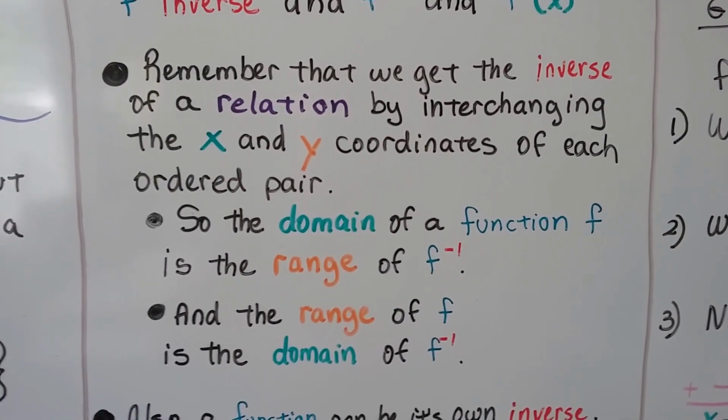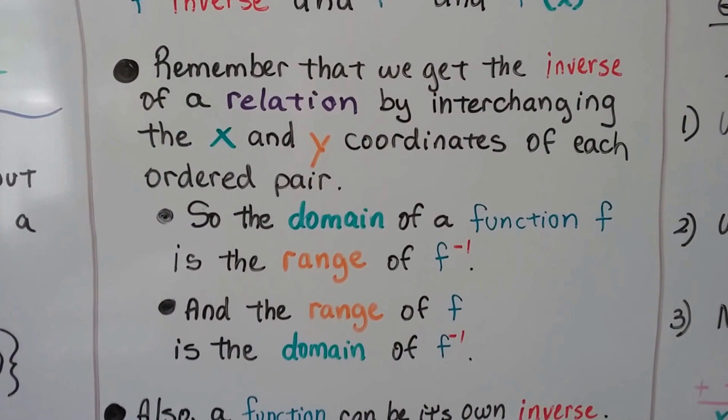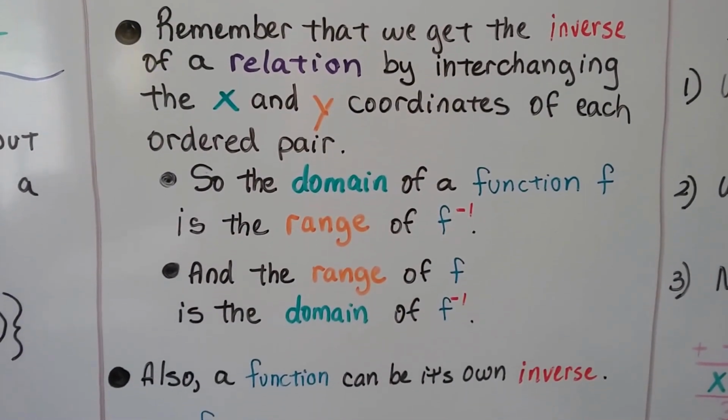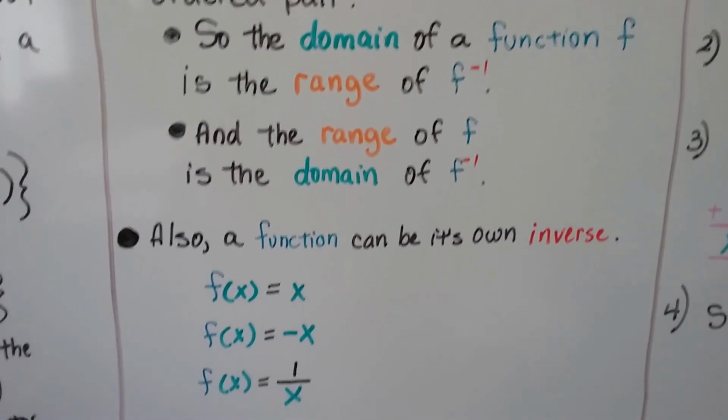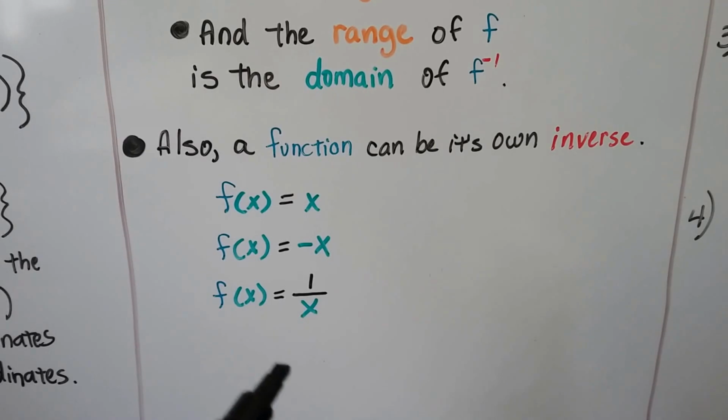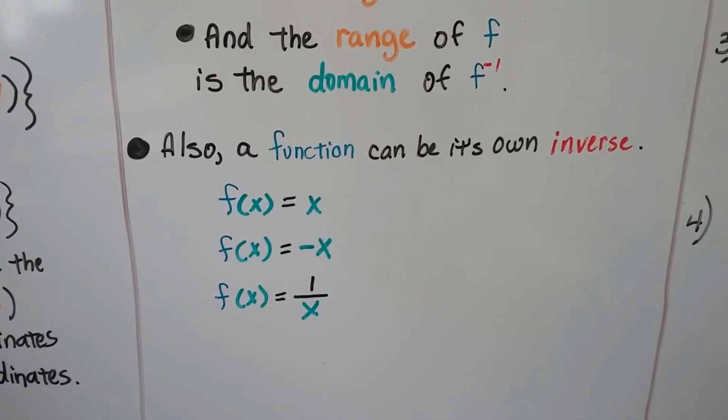So the domain of a function f is the range of f inverse, and the range of f is the domain of f inverse. And also a function can be its own inverse. The function of x can equal x, or the inverse of x, or the quotient of 1 and x.